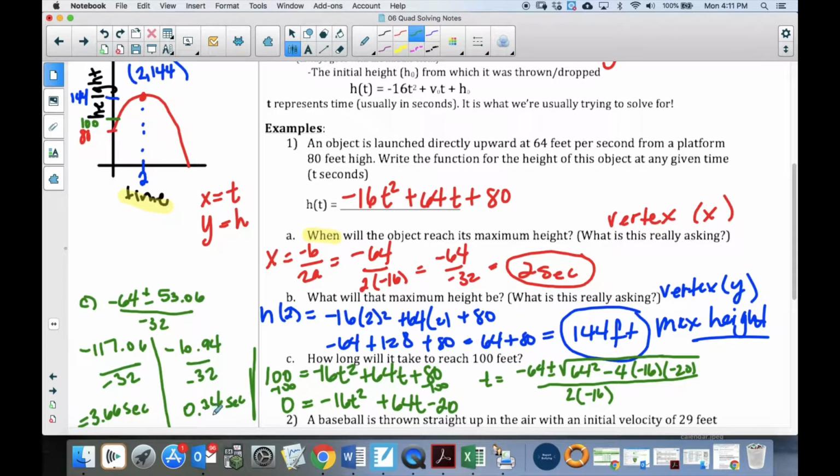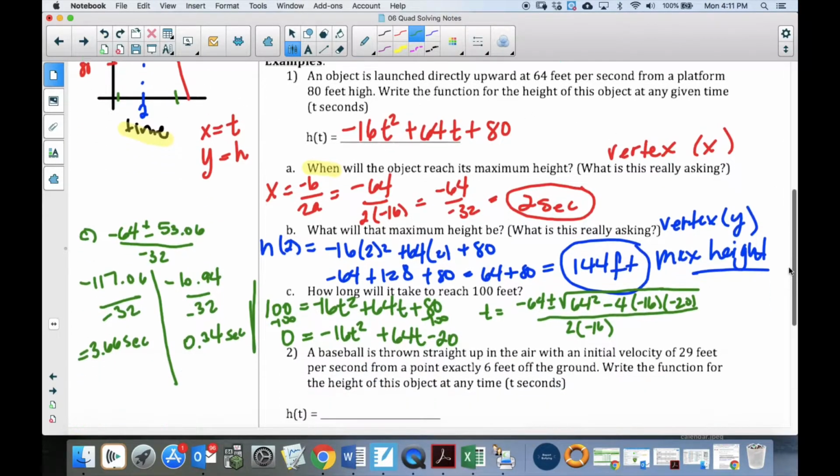The first one is really small, 0.34, because look at the graph. We're talking about right here. And that's just going to take barely any time, 0.34 of a second, to get to that height. But then it goes all the way up and it comes all the way back down, and on its way down we have this one over here, and that is 3.66 seconds later.